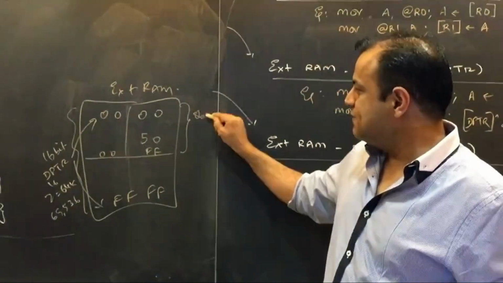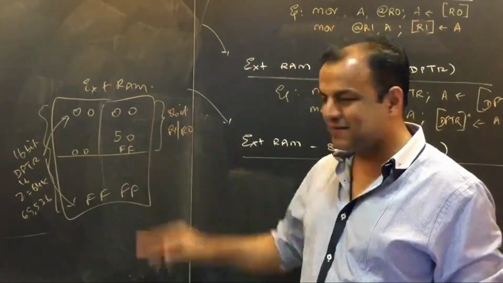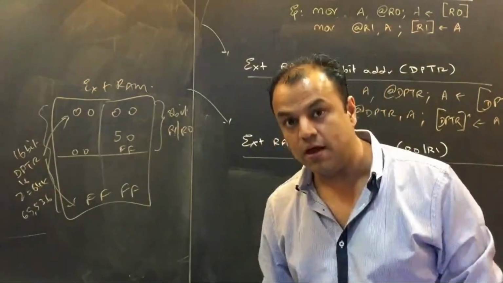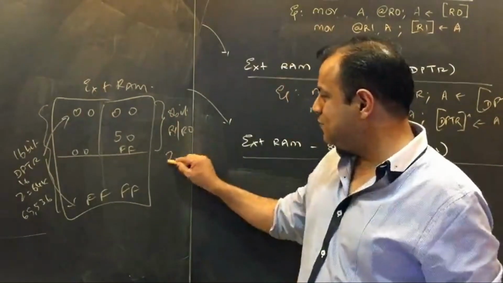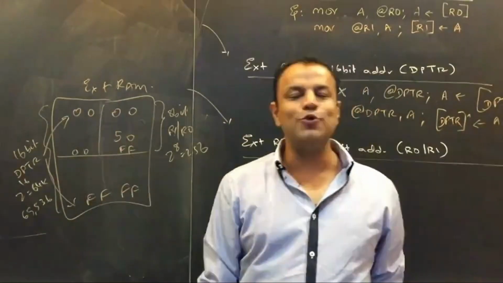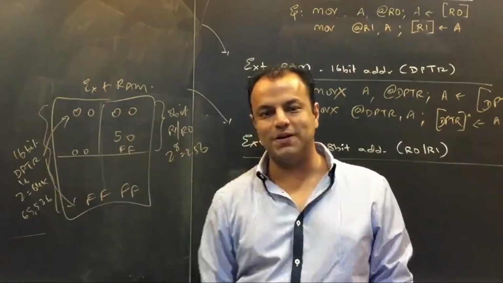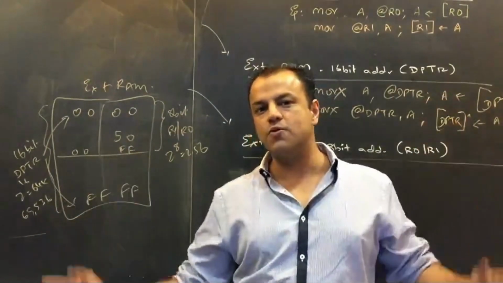8-bit address is given by R1 or R0. So you can use even R1, R0 for external RAM. Nobody does it. Trust me, nobody does it. Why? Because the range is so small. It gives you a range of 2 raised to 8, that is 256. If you want to access external RAM, what would you prefer to use? R1, R0 or DPTR? Obviously DPTR. It gives you full range, 65,000 locations.